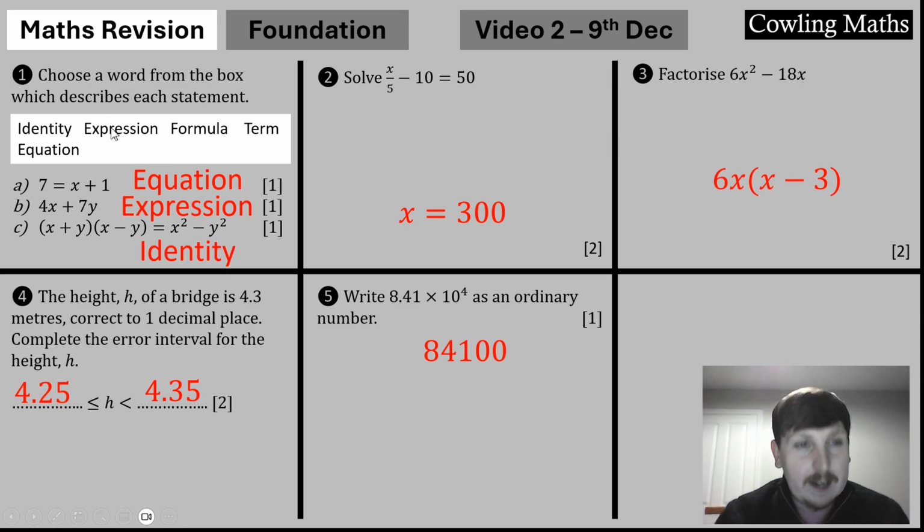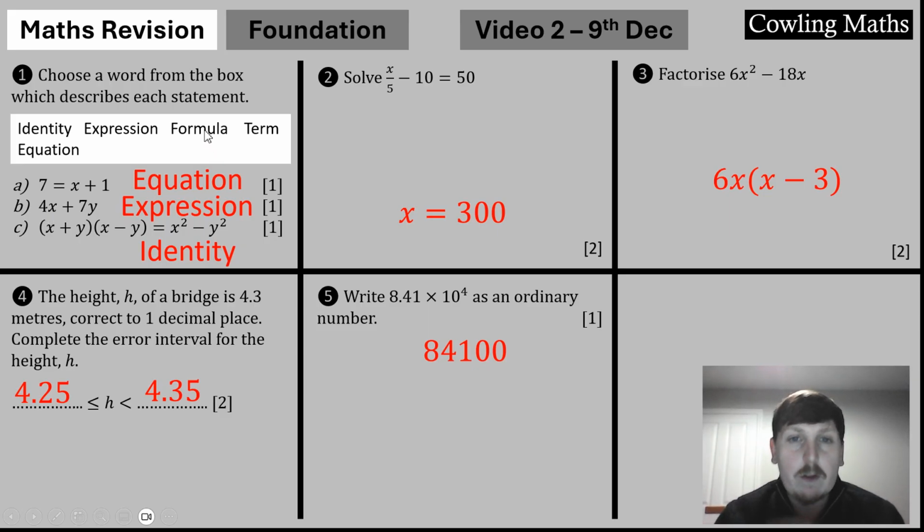So it should be said that an expression has no equals sign like this, and it's actually a collection of terms. So a term is part of a calculation. That's a term, that's a term, and so on. So a term is any part of a calculation basically that's separated by an operator like an add or a subtract or a bracket or an equals. So each one of those things is a term. An expression is a collection of terms with no equals sign, hence why B is an expression.